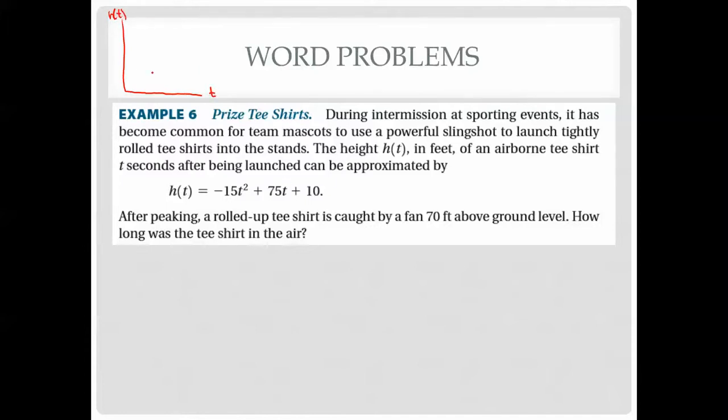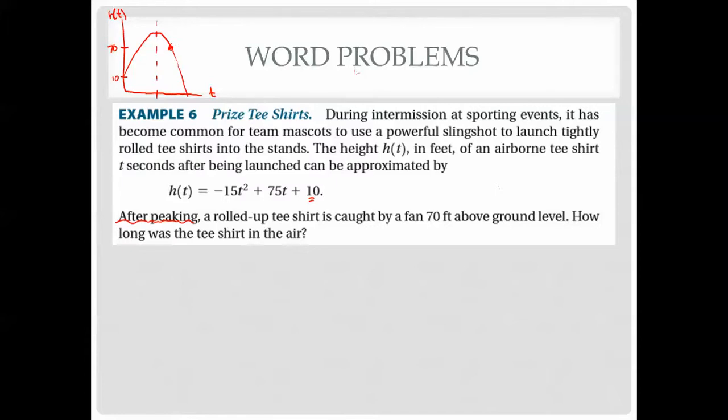What's going on is they're launching a t-shirt. It's going up. Whatever goes up must come down, right? So I know they're not launching it from the floor. In fact, I know they're launching it from 10 feet because that would be the y-intercept of this graph. Now, what we want to figure out is, after peaking, a rolled up t-shirt is caught by a fan 70 feet. So it peaks right here. So I'm going to draw this axis of symmetry where it begins to come down. A fan catches it. We'll just say that's right here at 70 feet.